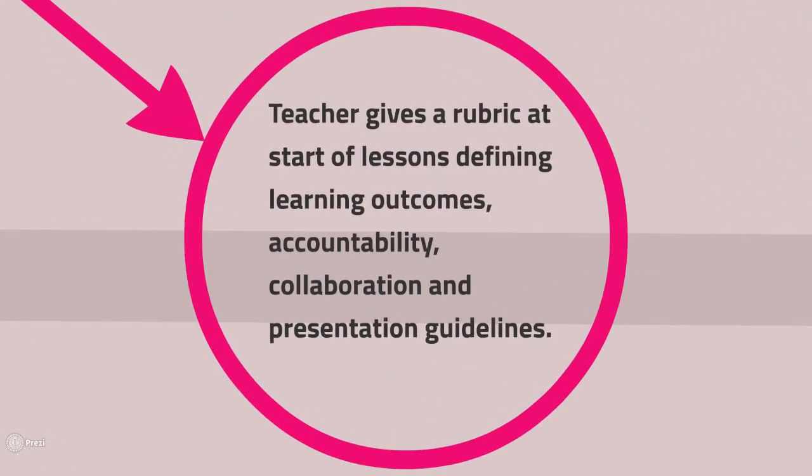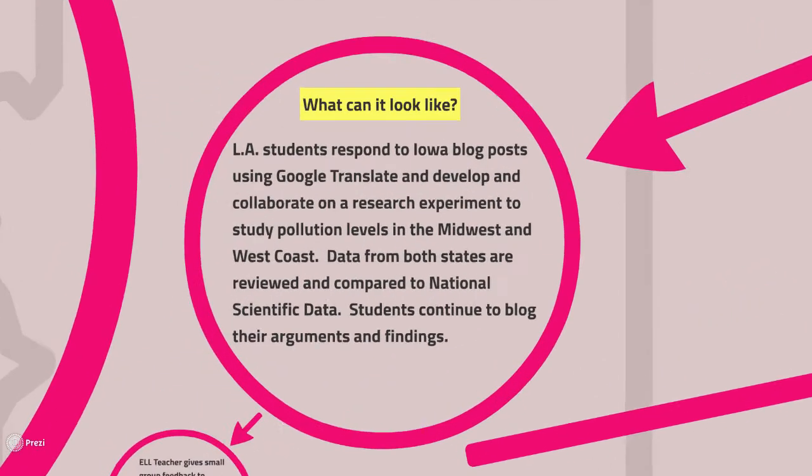For the teacher, that means the teacher's got to start with a rubric that defines the learning outcomes of what they want to accomplish, how it ties to 9th grade science. I've got to figure out some way of accountability so every student has their voice heard and they're accountable for their own voice. How to incorporate that collaboration and scaffold the skills so students are collaborating towards those goals. And maybe even give something about presentation guidelines, what's okay in a presentation, what's not okay.